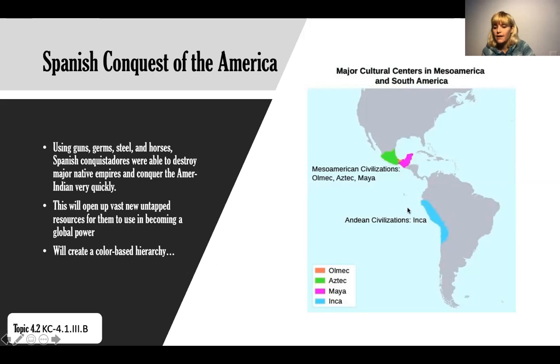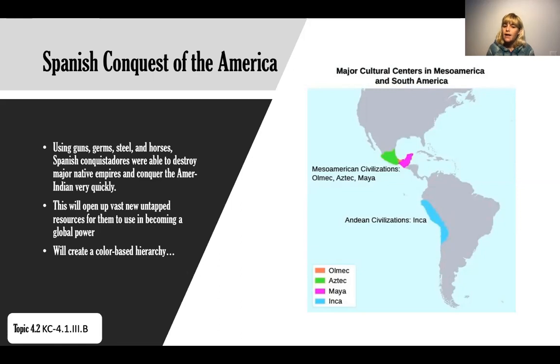This area of the world does not have access to European technology. It does not have access to guns. And the kinds of germs that are going to come from Europe are going to be lethal to this isolated population. Horses are not going to exist in this region either, so that's going to be a deadly weapon as well. So guys, the Spanish are going to open up this whole swath of land, all of these untapped resources for them to use, and they're going to become a global power because of it.